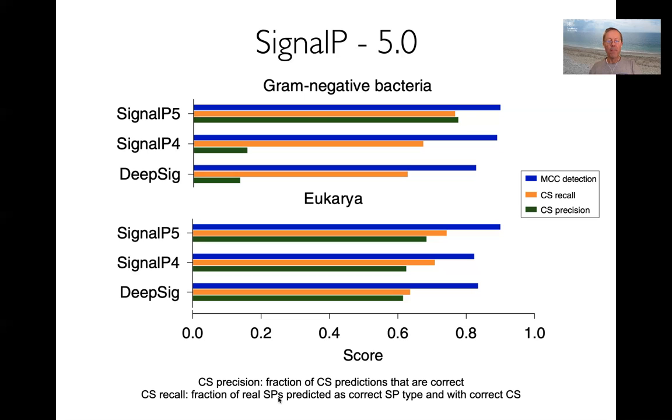And finally, you have what's called a recall. This is the fraction of real signal peptides correctly predicted as a signal peptide and with the correct cleavage site. This is especially so for SignalP 5 on bacterial proteins, where it is now much better than the earlier ones. So if you have 100 real signal peptides, this measure is how many of them are predicted as signal peptides and, in addition, have the correct cleavage site.